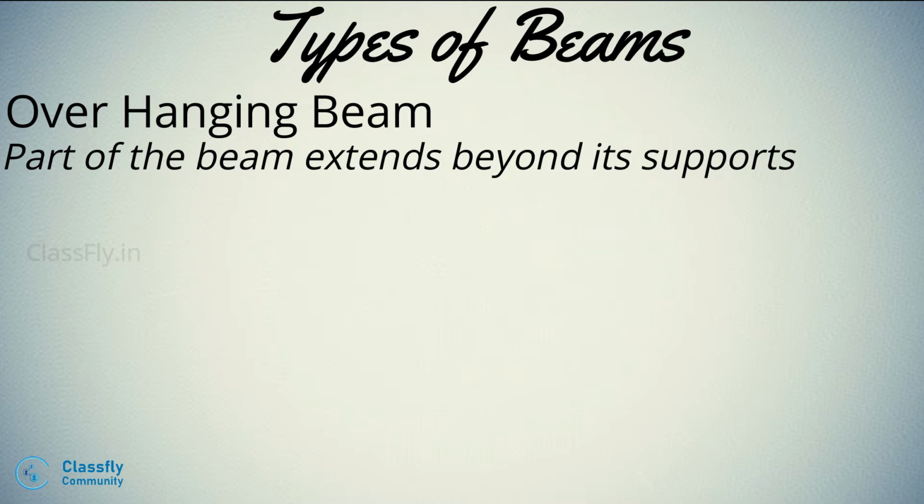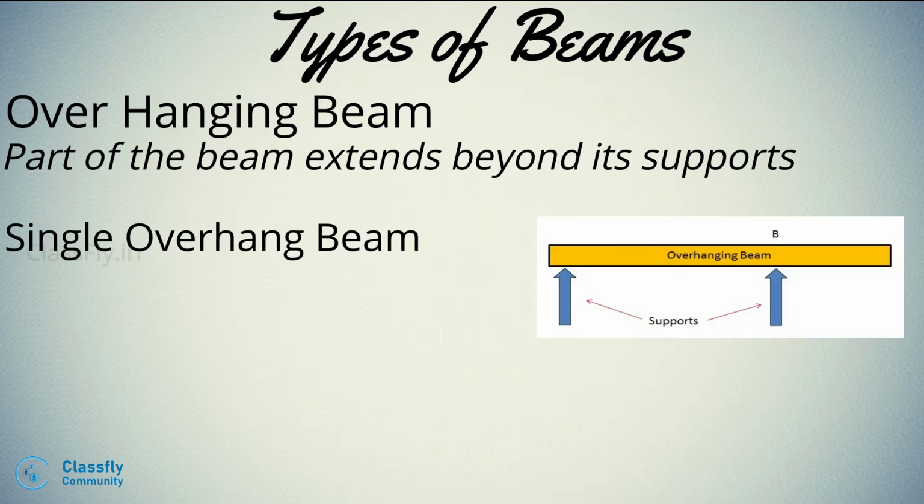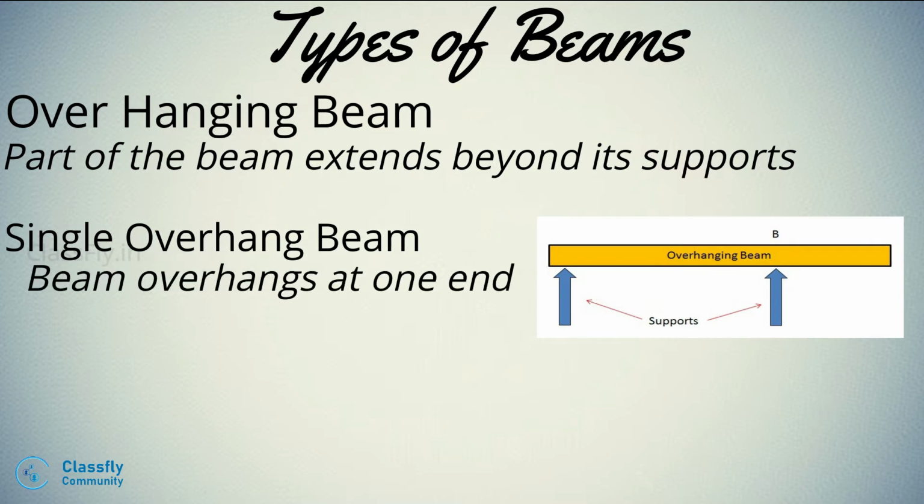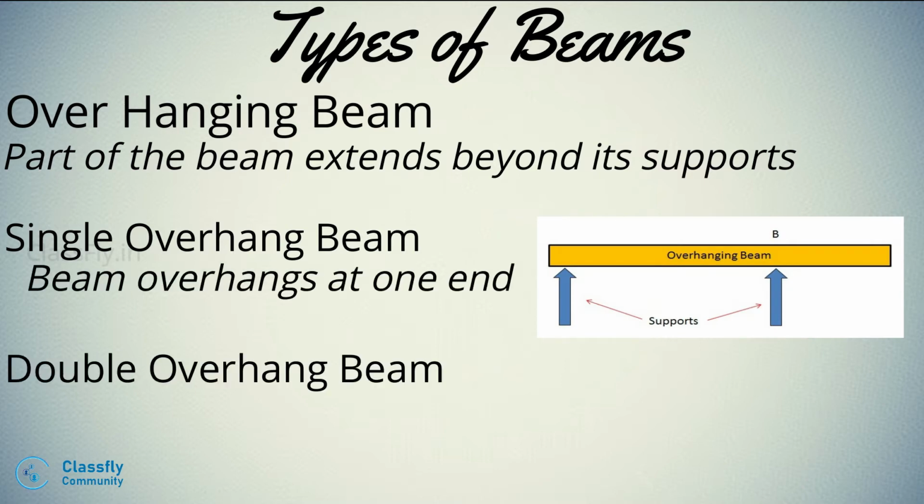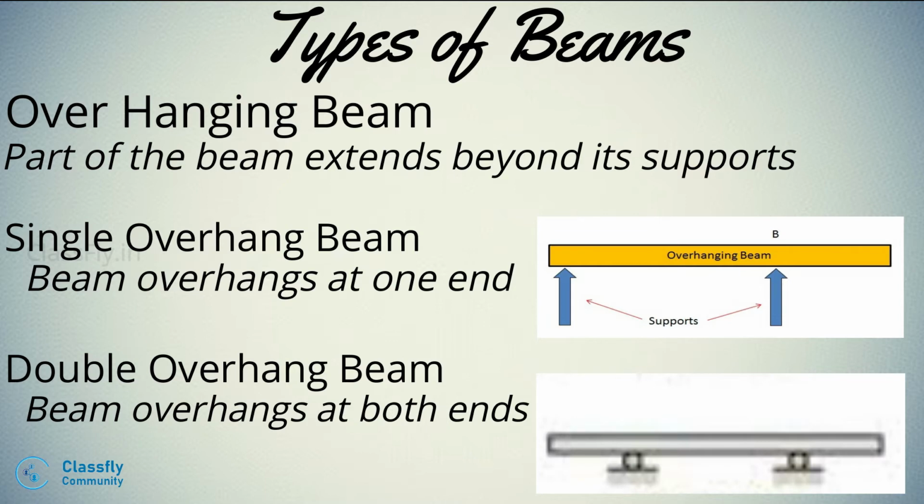These types of beams can exist in two types, that is, single overhanging beam where the beam overhangs at one end and then double overhanging beams where the beam overhangs at both the ends.